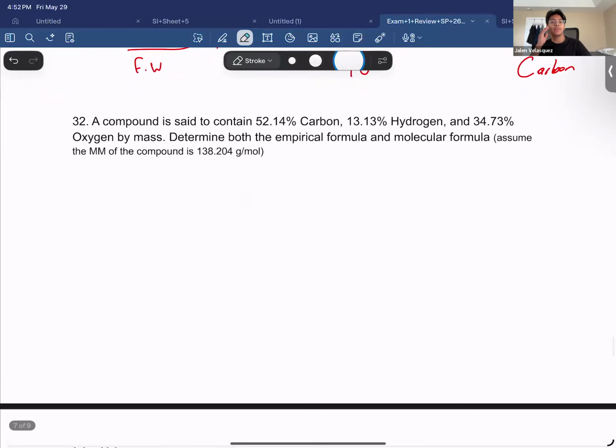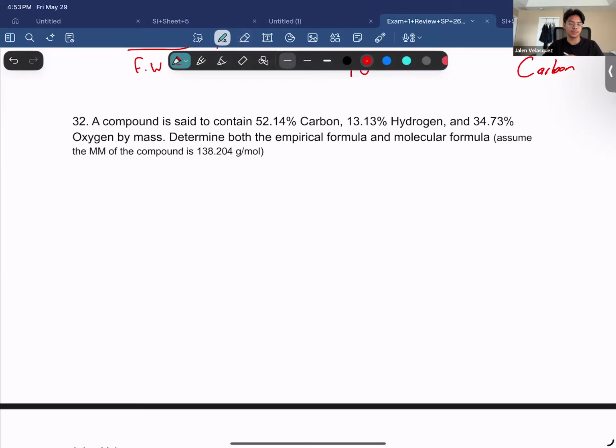All right, now we're going to move into writing empirical and molecular formulas. Just a little rundown if you don't remember. An empirical formula is the simplest ratio of atoms in a compound, whereas the molecular formula is going to be the actual composition of that compound. In other words, the empirical formula is like a boiled down version of the molecular formula. The simplest ratio means the smallest numbers.